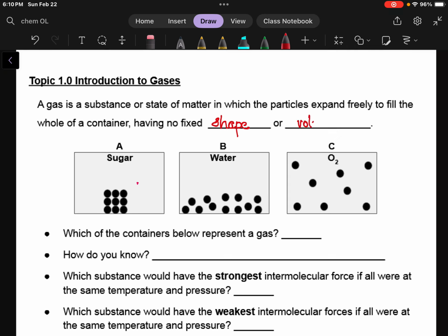Or we can say there is no fixed volume for that. It will always take the volume of the container and it will always fill the container throughout. Okay, so usually in solids the particles are very closely packed. They will only vibrate. They cannot move. But liquid molecules, we already learned this, they can slide past each other.